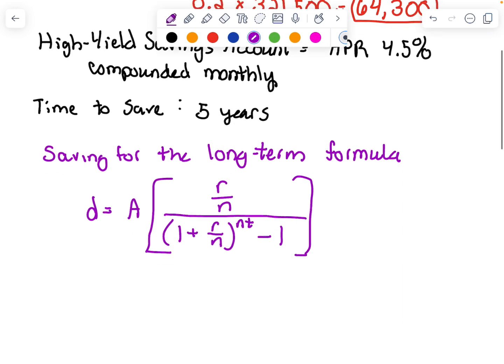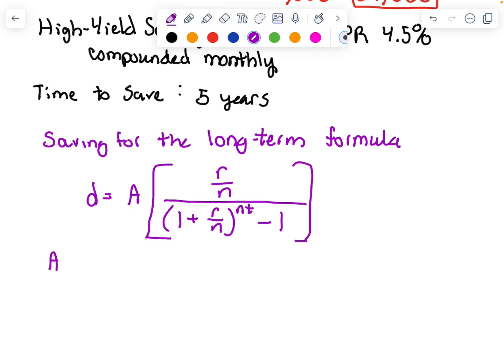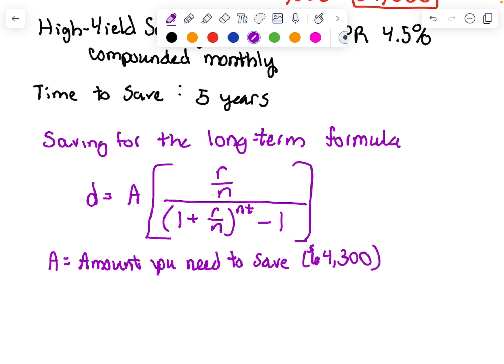Now let's break down what each of these variables means in this formula. A stands for the amount that we want to save, so the amount that we need to save. In this instance, we're talking about saving for our dream house. The amount we want to save is $64,300. So that's going to be our A in the formula.